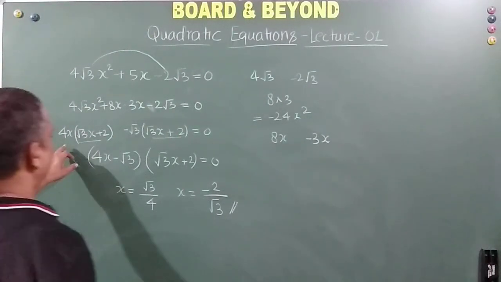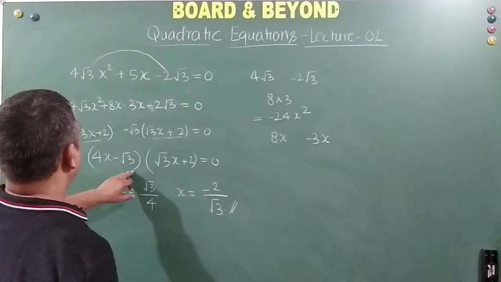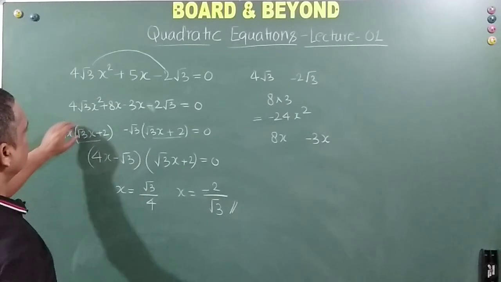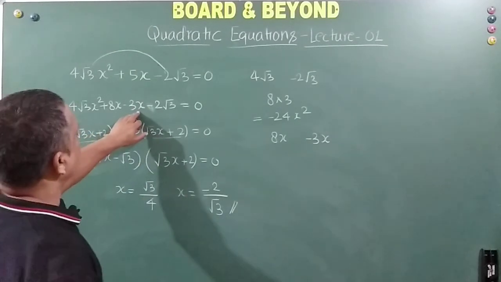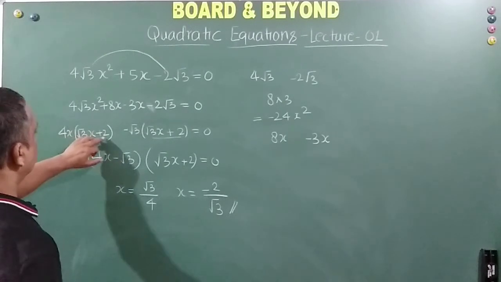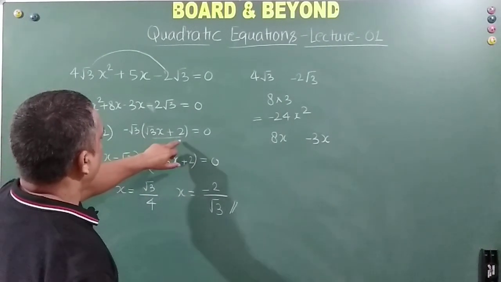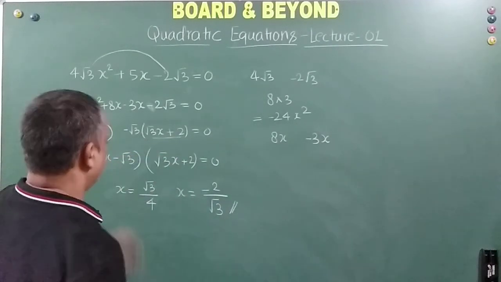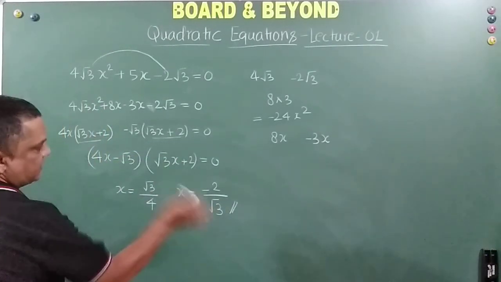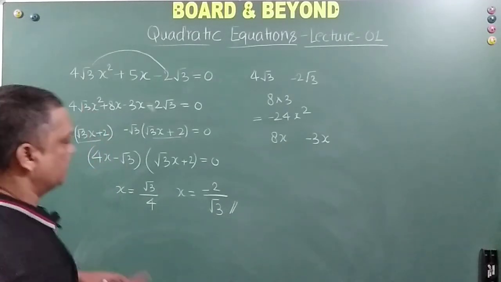4x minus root 3 and root 3x plus 2. So 8x minus 3x, that's right. 4 I have taken common, so root 3x plus 2. And here I have taken root 3, so root 3x plus 2. Right friends? So these are the two solutions for this quadratic equation. Let's move forward.